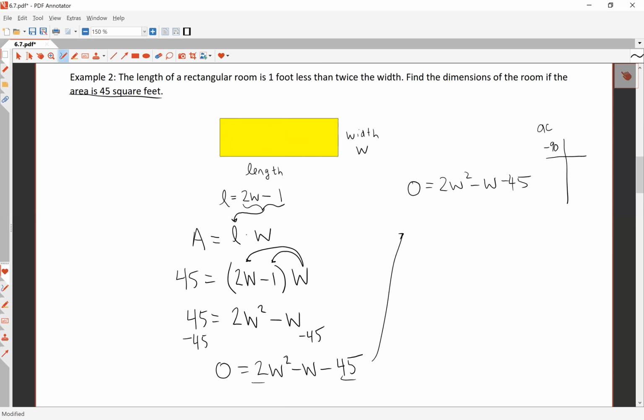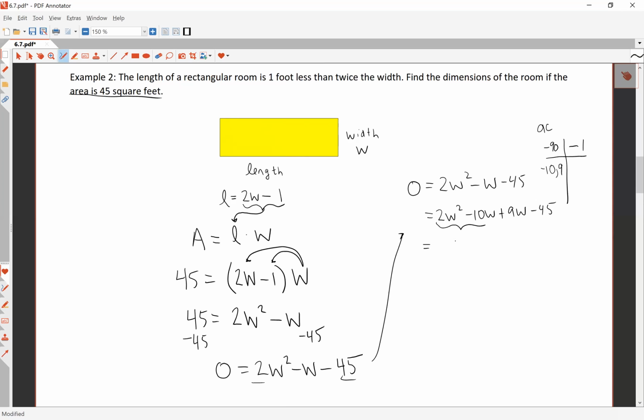We need two numbers that multiply to negative 90 and add up to negative 1. So the two numbers that do it are negative 10 and positive 9. And so we replace the negative w with negative 10w plus 9w minus 45.